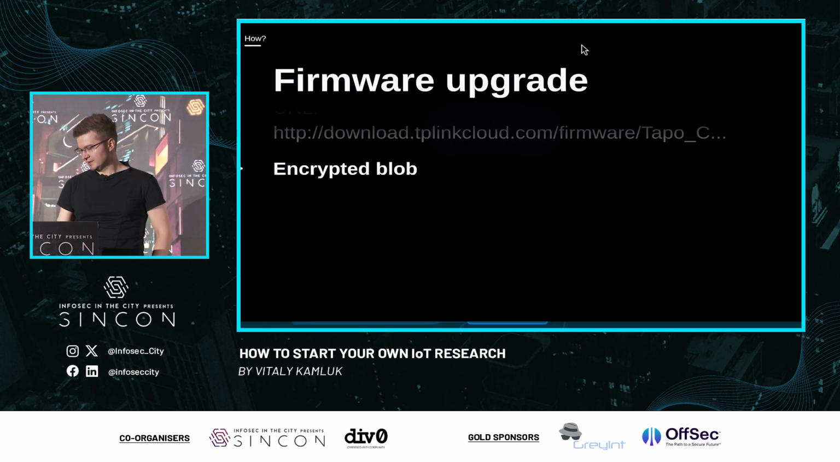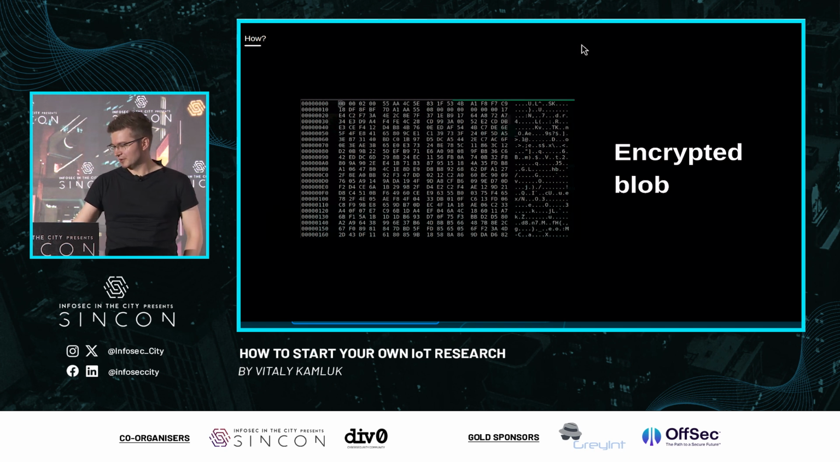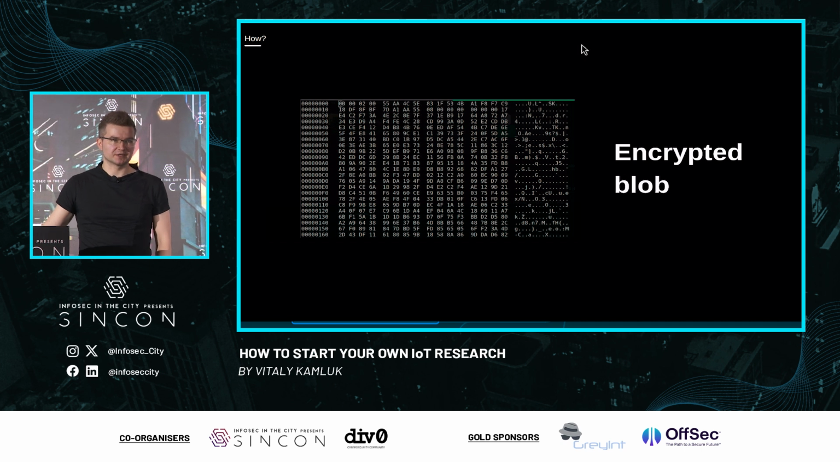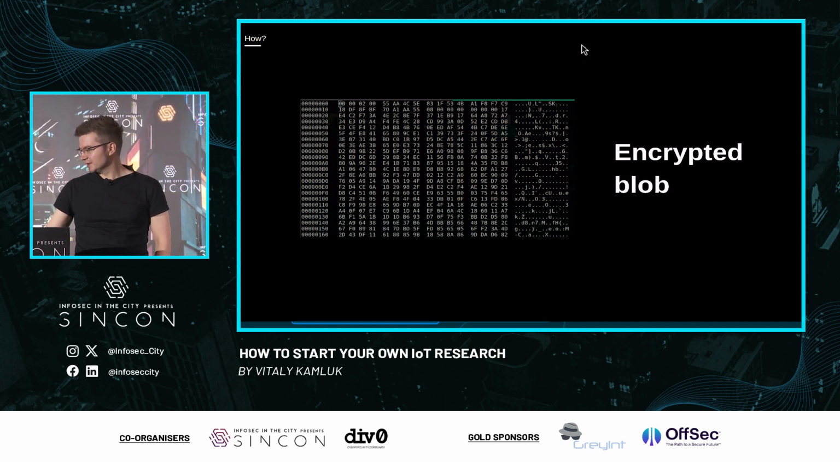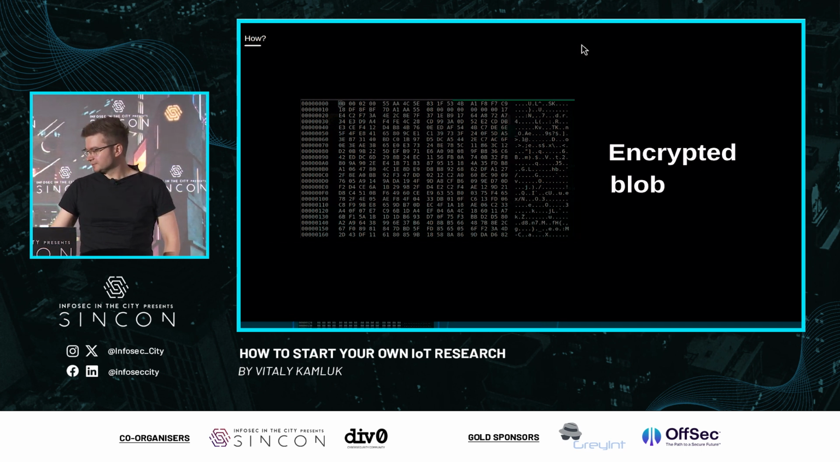The bin file was an encrypted blob. So this is how it looked, a hex dump of the blob. Now, I didn't realize immediately it was encrypted. I thought maybe it's a kind of proprietary format, but clearly the entropy was high. There was some header in the beginning, but the rest of it was pretty much packed or encrypted.